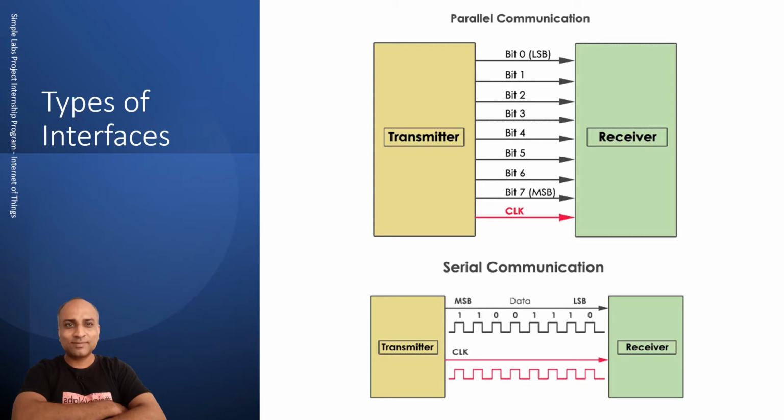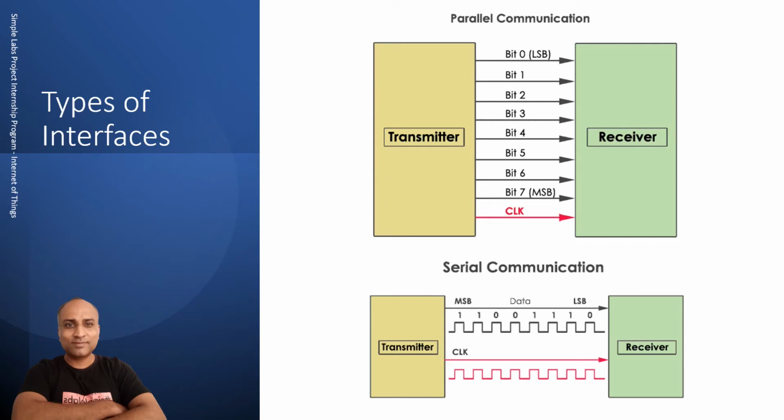Now the transmitter will take a byte of data and put it across as bits and then send a signal on the clock line. The receiver will keep monitoring the clock line, and as soon as it receives a pulse on the clock line, it will go and read the data on these lines.